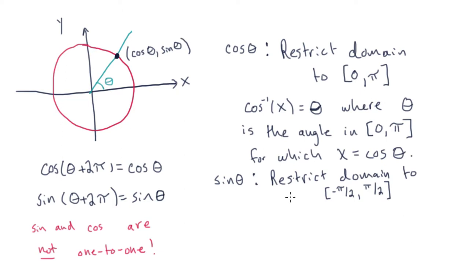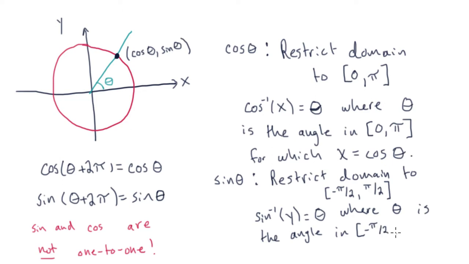Okay, and then we'll define sine inverse of y to be theta, where theta is the unique angle in this interval, -pi/2 to pi/2, such that the sine of that angle is the y-coordinate that we're interested in. Okay, so this is kind of the story with sine and cosine.